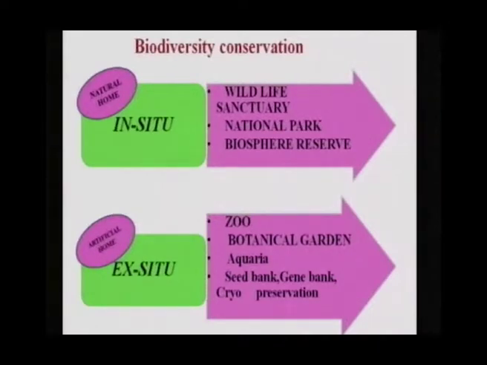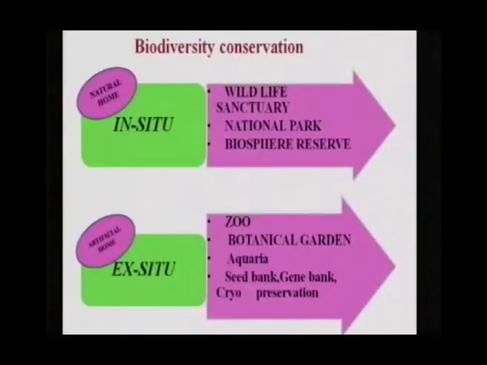Biodiversity conservation is mainly classified into in situ biodiversity conservation and ex situ biodiversity conservation. In situ biodiversity conservation, as the name shows, is the conservation of animal as well as plant species in natural homes. For example, wildlife sanctuaries, national parks, as well as biosphere reserves are there for in situ biodiversity conservation. Today we are going to discuss in detail ex situ biodiversity conservation.